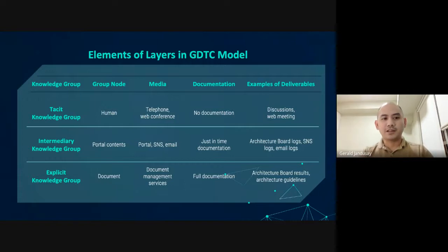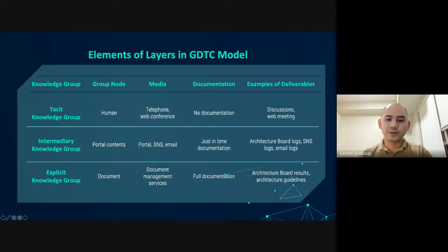Okay, so we delve into the deep dive on the elements of the layers in the GDTC model. On the left side, we have the three knowledge groups, the tacit, the intermediary, and the explicit. And we have here the group nodes, the media, documentation, and example deliverables. For the TKG, or the tacit knowledge group, it contains roles for exchanging tacit knowledge, of course, and its group node is human, and it's usually generated through telephone or web conferences. It does not generate documentation for global communication, so we assume that it does not create any formal documentation. The sample deliverables for this TKG are discussions or meetings. However, it does not always produce tangible deliverables that can be observed or stored.